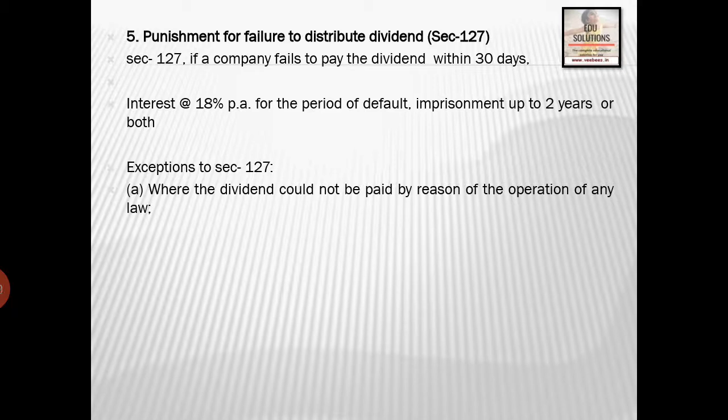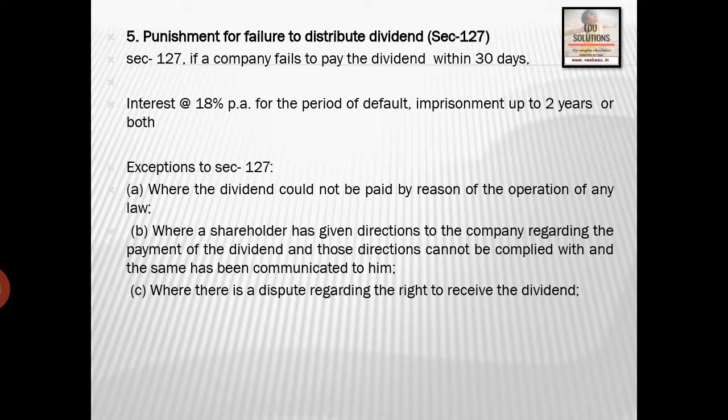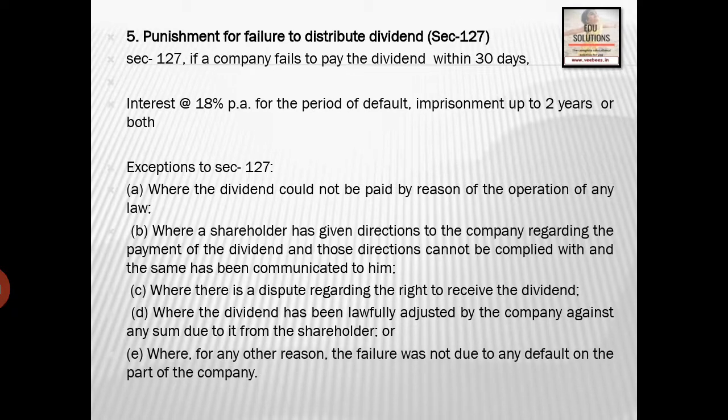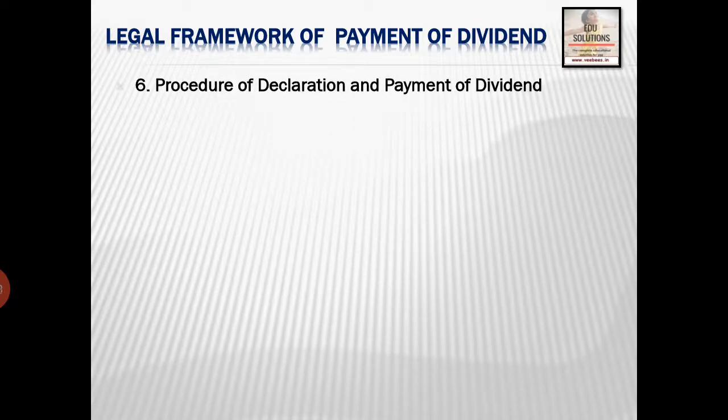First one, if the dividend could not be paid by operation of law, if the shareholder gives notice to the company and directors cannot comply with that one, and where there is a dispute regarding the right to receive the dividend, where the dividend has been lawfully adjusted by the company against some amount due from the shareholder, that is, it is adjusted with the amount due to be received from the shareholder, or where the failure was not due to any default on the part of the company or directors. In all these situations, punishment will not be applicable.